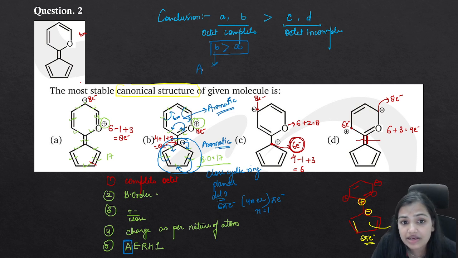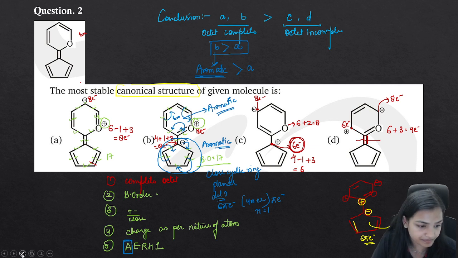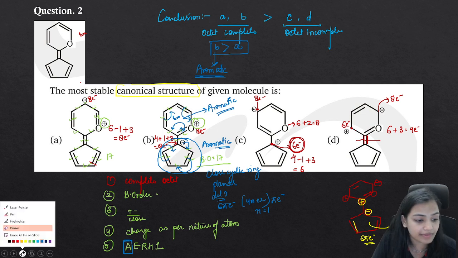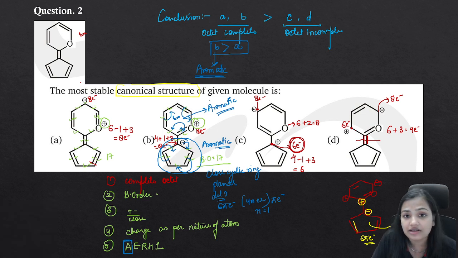Why? Because B is an aromatic ring. So my order will be: because of aromaticity, B is more stable, then comes A. And if you compare the other pair, C and D, then what will happen among C and D?